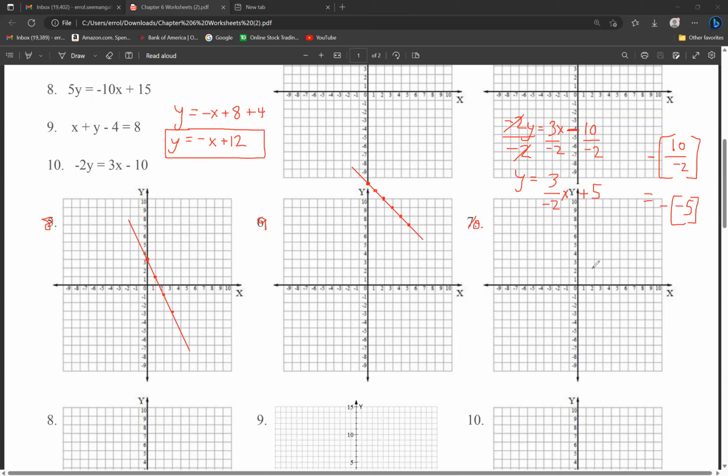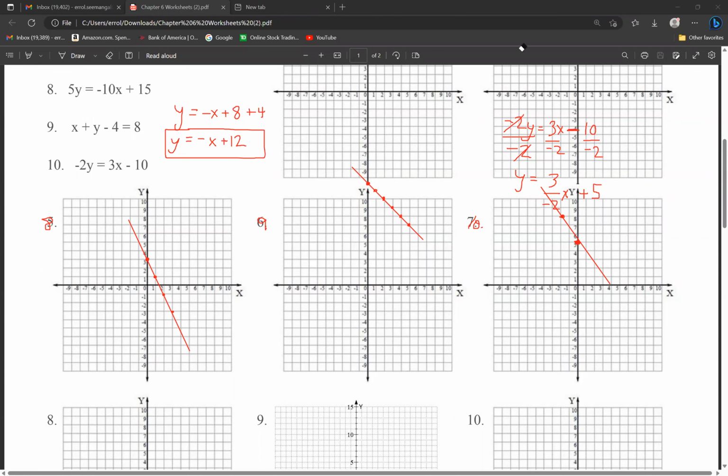Where's the first dot? 0, 5. Where's the second dot? Right 3, and then, well, remember, up and down is first. Up 3 and left 2. Good. Yeah, right there. Then you connect those two points like that. Make sense? Am I going too fast? No. You okay? All right, so that was it.